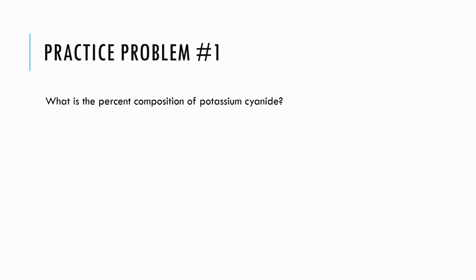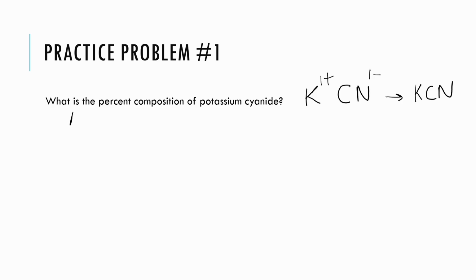Now we've done a little bit of naming so far, and with potassium cyanide, potassium is going to be K, and we know that potassium has a 1+ charge. Cyanide is a polyatomic ion that is CN, and that has a charge of 1-. Since those are the same charge, we know that this is KCN. That's what we're going to be doing our percent composition on.